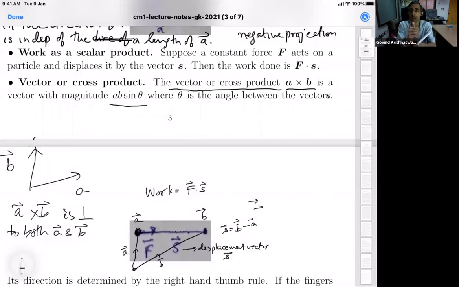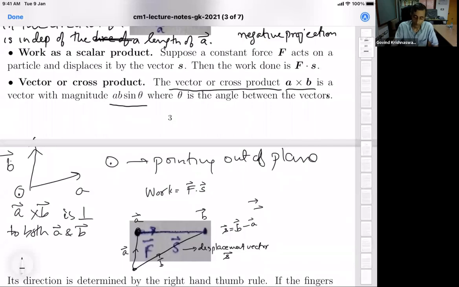A cross B points towards my nose. So in this example that I've drawn here, A cross B is going to point out of the plane of the paper. A cross B points out of the board or out of this paper. So this symbol will designate pointing out of plane.